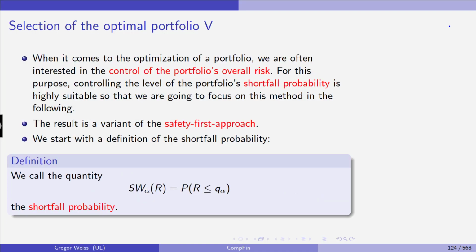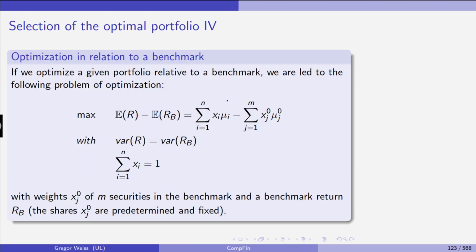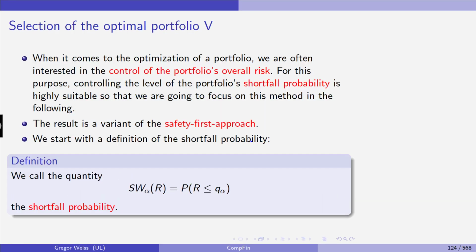Okay. Now, when it comes to the optimization of a portfolio, we are often interested in controlling and checking the portfolio's overall risk. And we could do this by saying, for example, the portfolio variance should be 100, the risk of the benchmark, or maybe lower than 100 if this is a good threshold. But what is often done in practice is a so-called safety first approach. In a safety first approach, you first start with a shortfall probability, and you can call it SW.